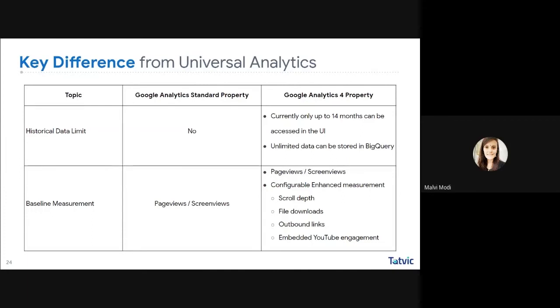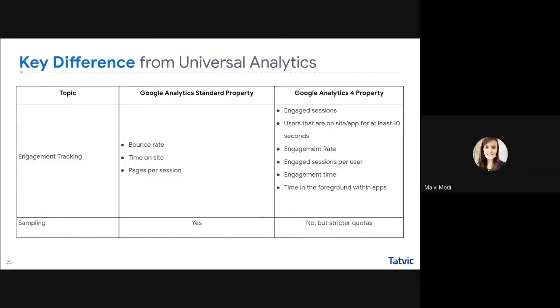Talking about the baseline measurement, in GA standard properties, page views or screen views were the baseline. But GA4 offers you multiple things. Page views and screen views are obviously there. Apart from that, we have scroll depth, file download, outbound links, embedded YouTube engagement, and other parameters. When we talk about engagement tracking, GA standard properties had bounce rate, time on site, pages per session, and average session duration, but GA4 offers you a variety of the same. It will give you engaged sessions, users that are on site at least 10 seconds, engagement rate, engaged sessions per user, engagement time, and even time in the foreground within the apps.